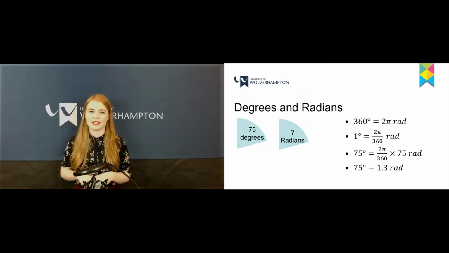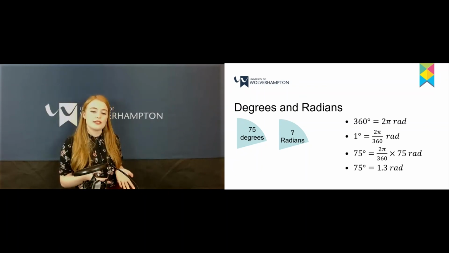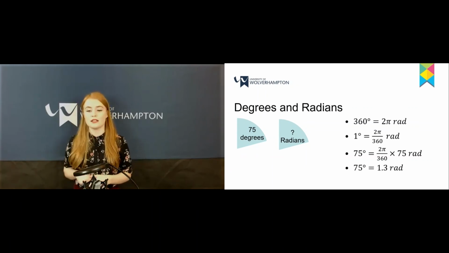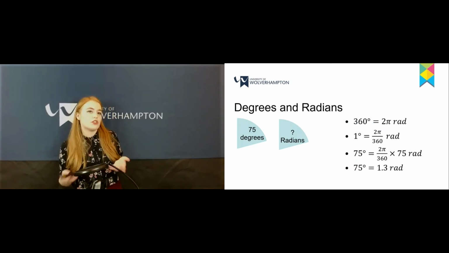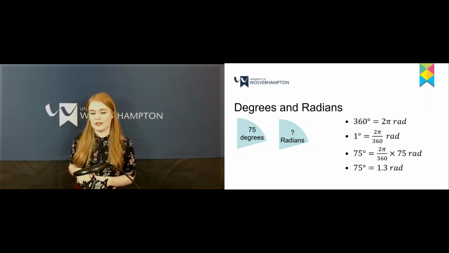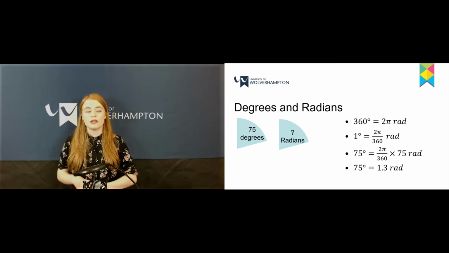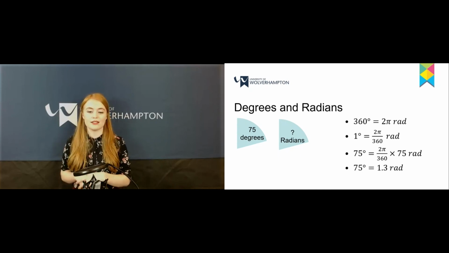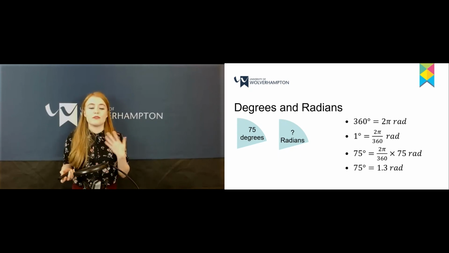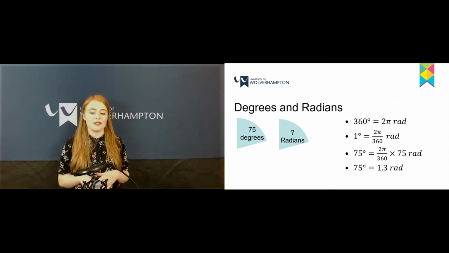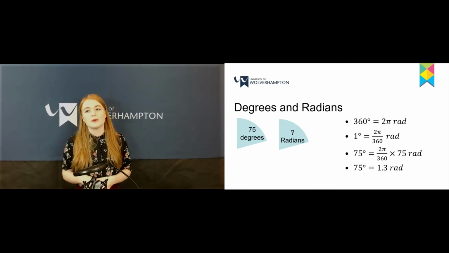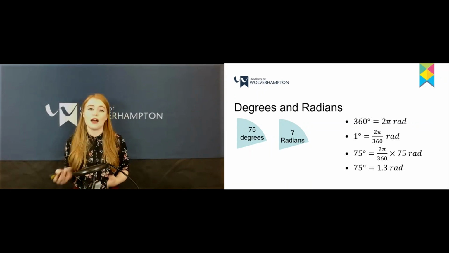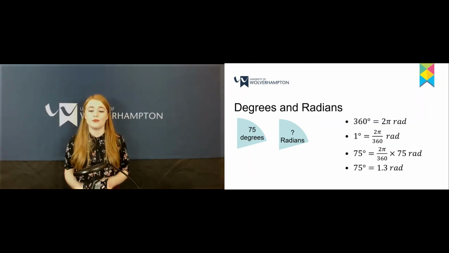Well, let's use our algebra skills again. So if 360 degrees is equal to 2 pi radians, well, let's find out what 1 degree is before we find out what 75 degrees is. So I'm going to divide both sides by 360. And we get that 1 degree is 2 pi over 360 radians. And now because we want to know what 75 degrees is, we multiply both sides by 75. And when we put that into our calculator, we get 1.3 radians. So again, it's really, really important when you're doing anything with angles to make sure that your calculator is in the correct form, degrees or radians, because they're very different.